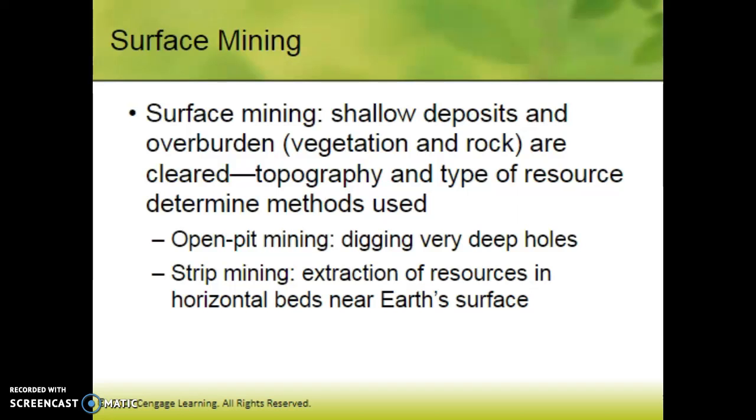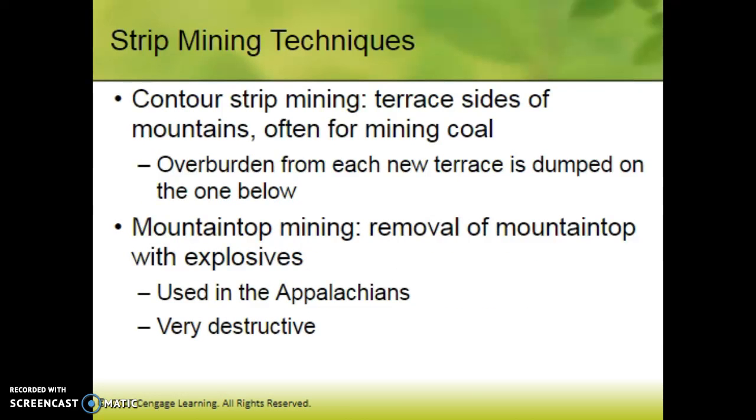Surface mining is kind of what we think about when we picture an old school coal mine. So they're shallow deposits. So open pit mining is going to be like if you've ever seen a quarry. There are quarries where we dig out big deposits of granite and limestone and things like that. That's going to be a good example. And then strip mining is going to be extraction of resources basically in horizontal stripes near the Earth's surface. So you go underground. It's called surface mining, but it's just below the surface. And you're pulling out strips of whatever your mineral is.